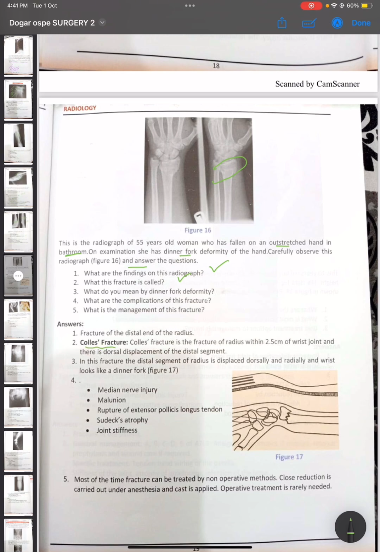Colles fracture. Colles fracture is a fracture of the radius within 2.5 centimeters of the joint, and there is dorsal displacement of the distal segment. Okay, here this fracture is known as Colles fracture. Colles fracture is a fracture of the radius within 2.5 centimeters of the wrist joint, and there is dorsal displacement of the distal segment.